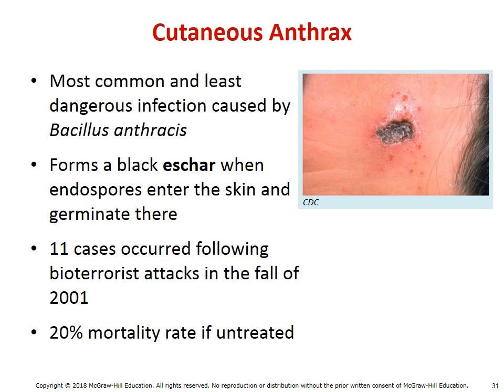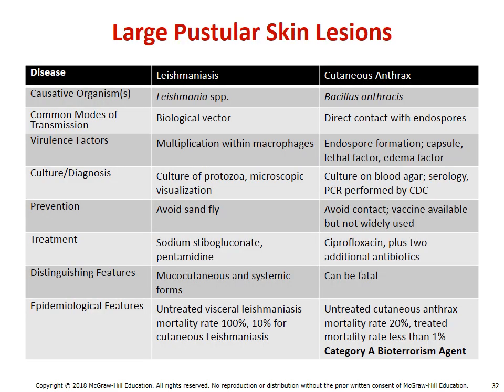I do want to point out that if left untreated, this has a death rate of roughly 1 in 5. And this has actually been used as a bioterrorism threat back in 2001, but since then we haven't seen many cases of bioterrorism threats in the U.S. Here's that summary of the large pustular skin lesions, which includes leishmania and cutaneous anthrax.